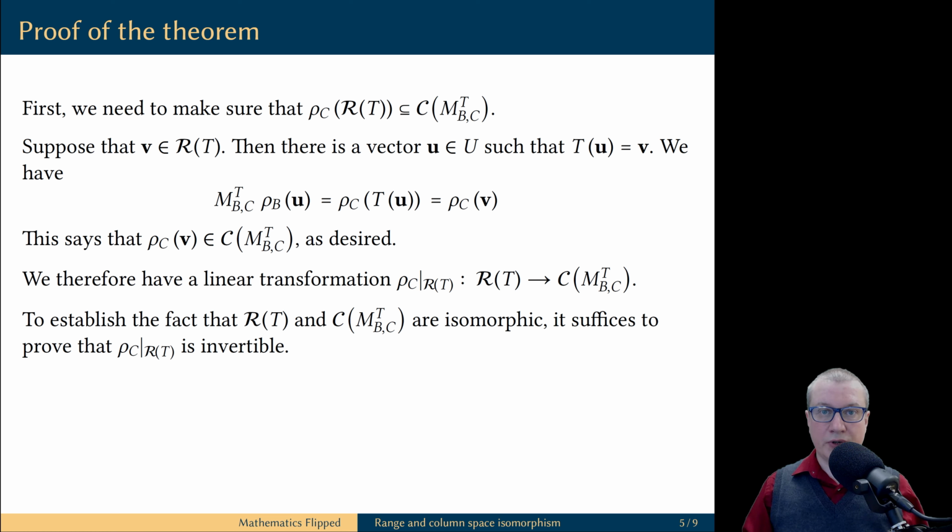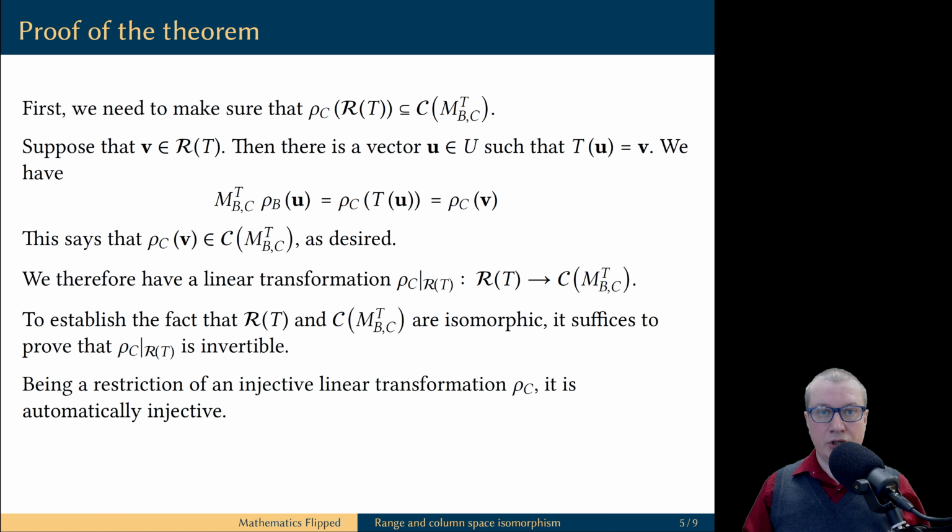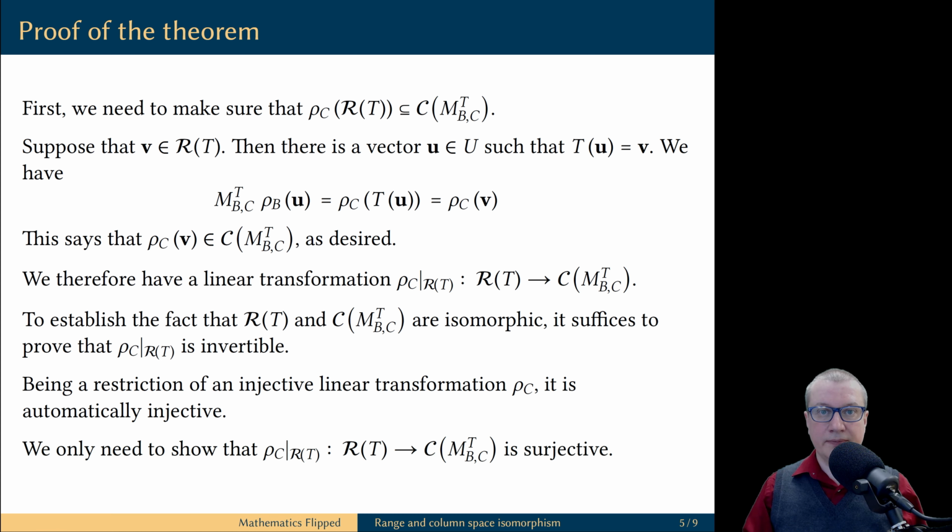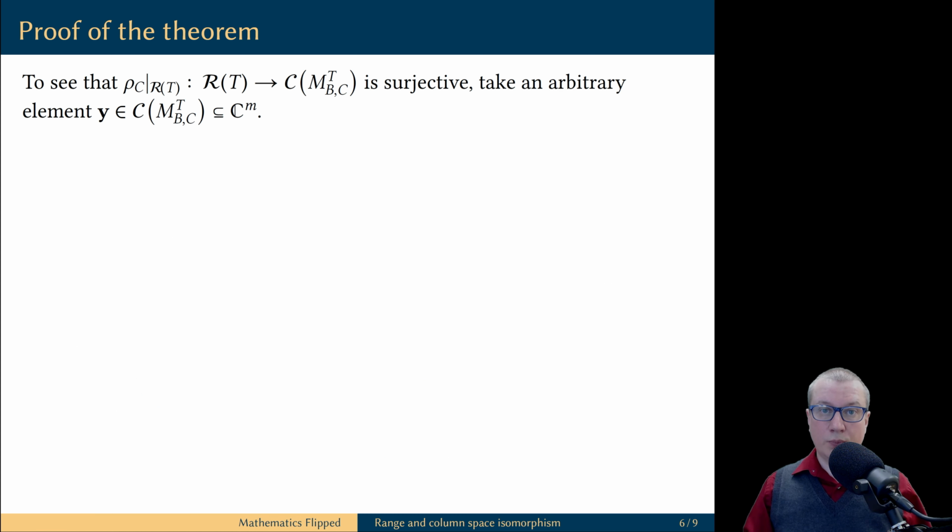Now, all that remains for us to prove is that this restriction is an invertible linear transformation. It is automatically injective because it is a restriction of an injective function rho C. So the real question here is why it is surjective. To prove that it is surjective, let's take any vector y in the codomain of this linear transformation, and the codomain here is the column space of the matrix representation.